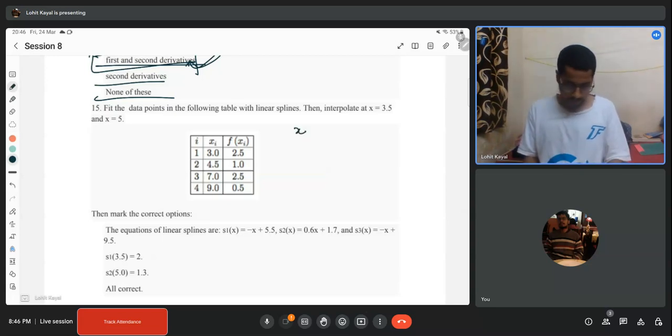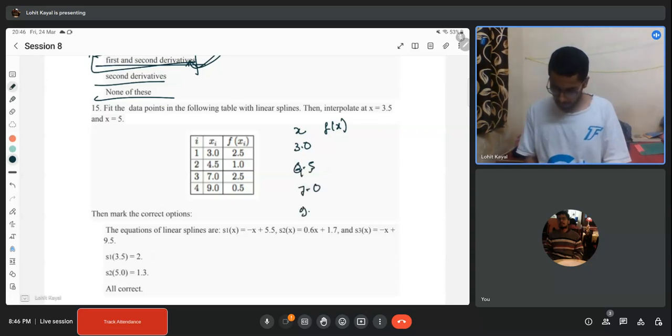So x, and this is f of x. This is 3.0, this is 4.5, this is 7.0, and this is 9.0. This is 2.5, 1.0, 0.0, again 2.5 and 0.5.